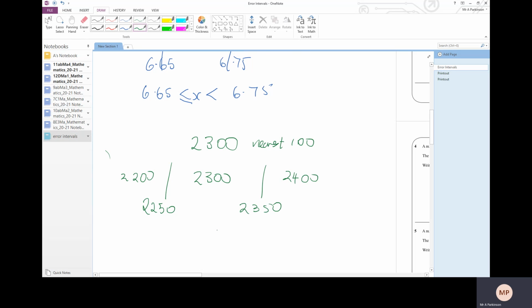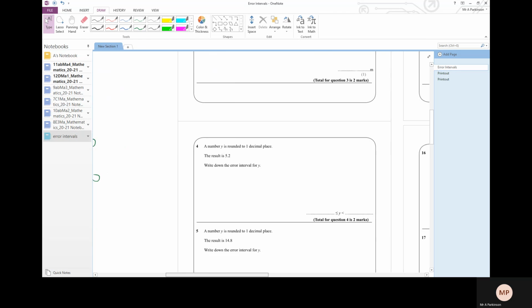So that means the value x, whatever it's called, whether it's a height, a length, or a time, is in between those numbers, 2,250 and 2,350. It can be equal to 2,250 because that will round up. It can't be equal to 2,350 because that will round up as well, so we'll leave it like that. Now that's the way error intervals work every time. The only thing you need to be careful of is when it starts doing calculations with it, like I did in the example. Now I'll go through a few exam questions with you.